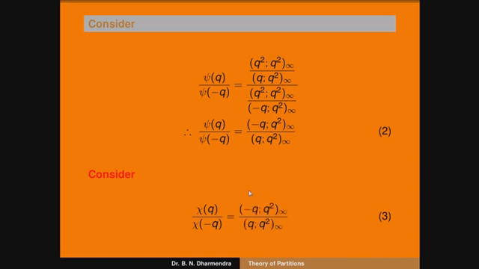The term xi of q divided by xi of minus q: the statement of xi of q is (minus q; q squared) infinity. When I replace q by minus q, that is (q; q squared) infinity. So we can call this one equation 3.